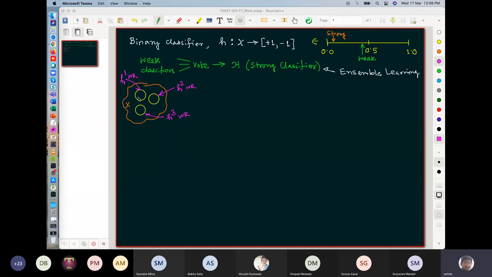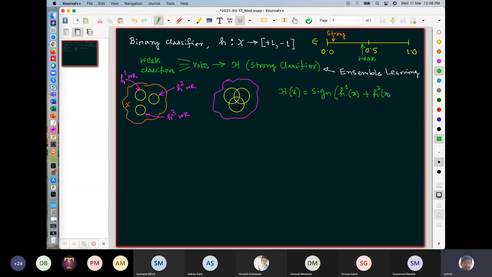If we could get such independence, then our ensembling will be very strong. We have also seen a scenario where I got classifiers with these errors. Now I am taking a vote. Suppose I have three classifiers, so my final classifier on X will perform as the sign of the first classifier's output plus the second classifier's output plus the third classifier's output.